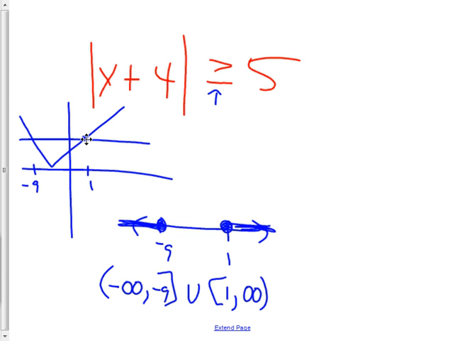So this is like the final answer. The final answer is that thing with the parentheses. Yep. All the other stuff is required. If you don't have a number line, you won't get credit. You have to have a sketch of the graph, you have to have your number line, and you have to have this.